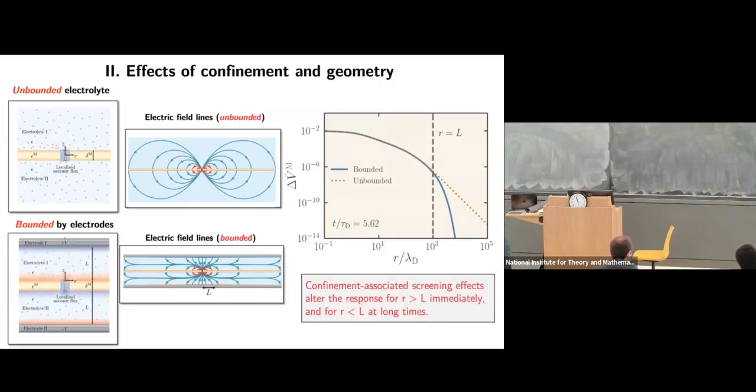And you can see that beyond a certain time, the dynamics are qualitatively different. So for R less than this L, it looks pretty much like unbounded for a long time. But then for R greater than L, you start seeing different dynamics. And that eventually also seeps into these confinement effects playing.